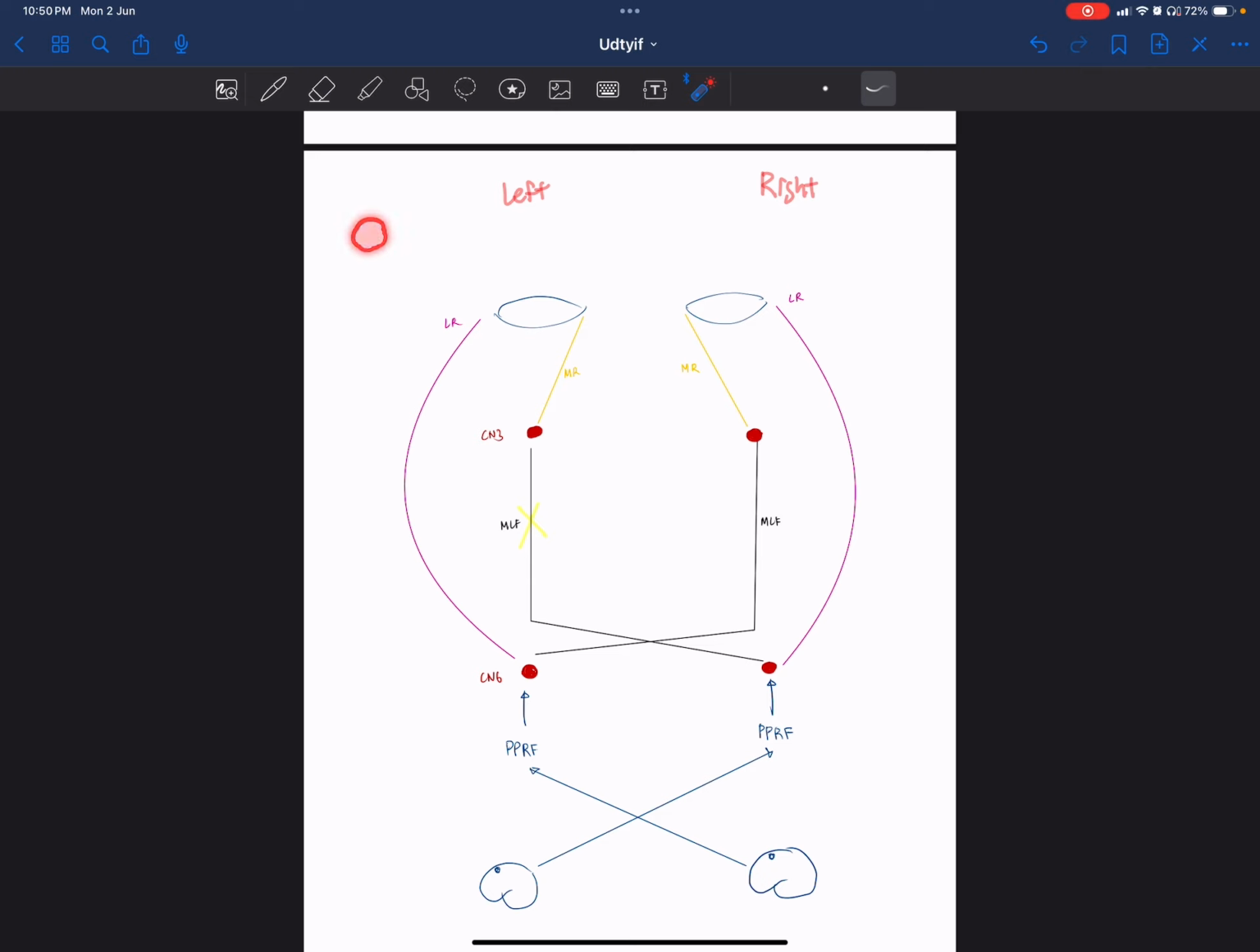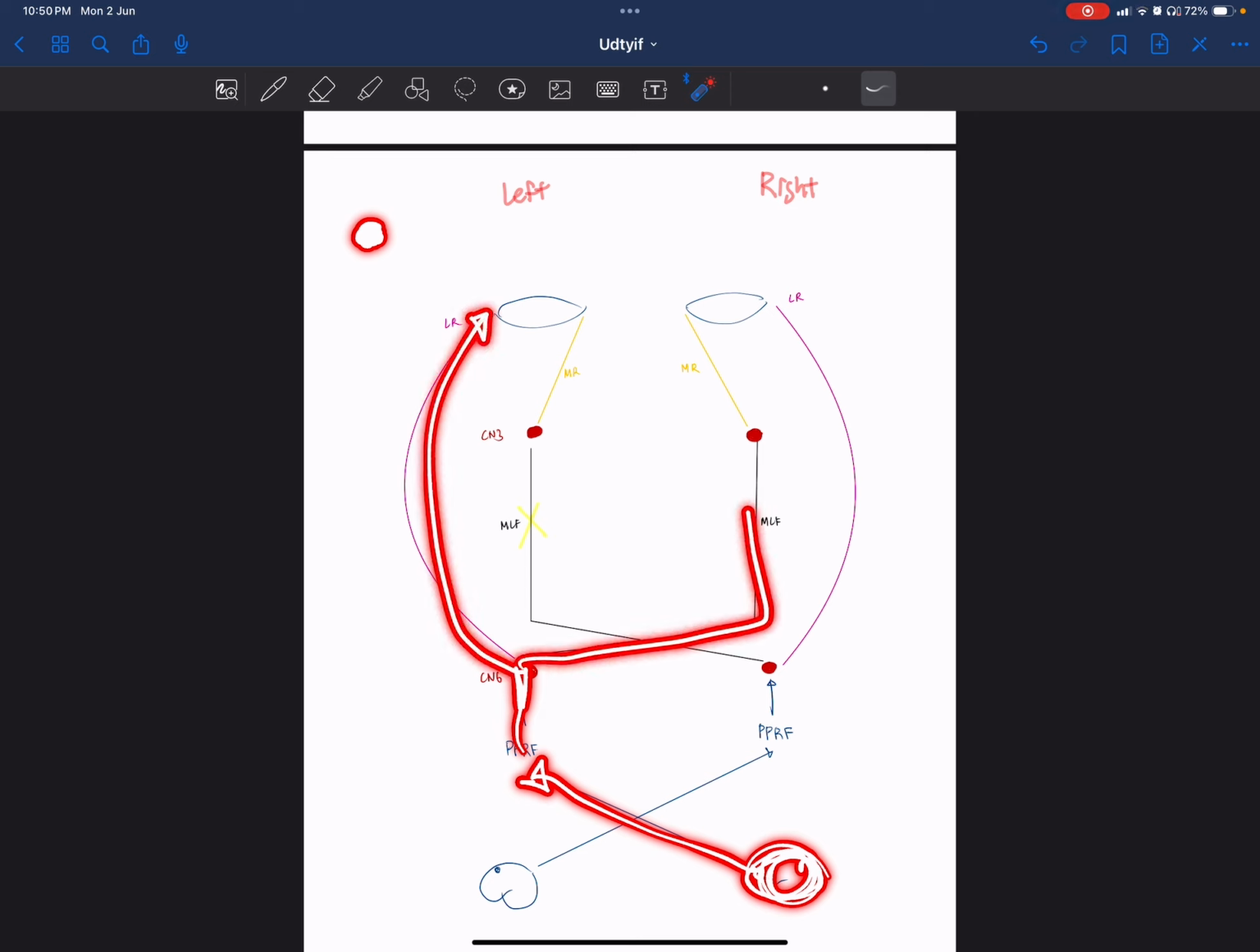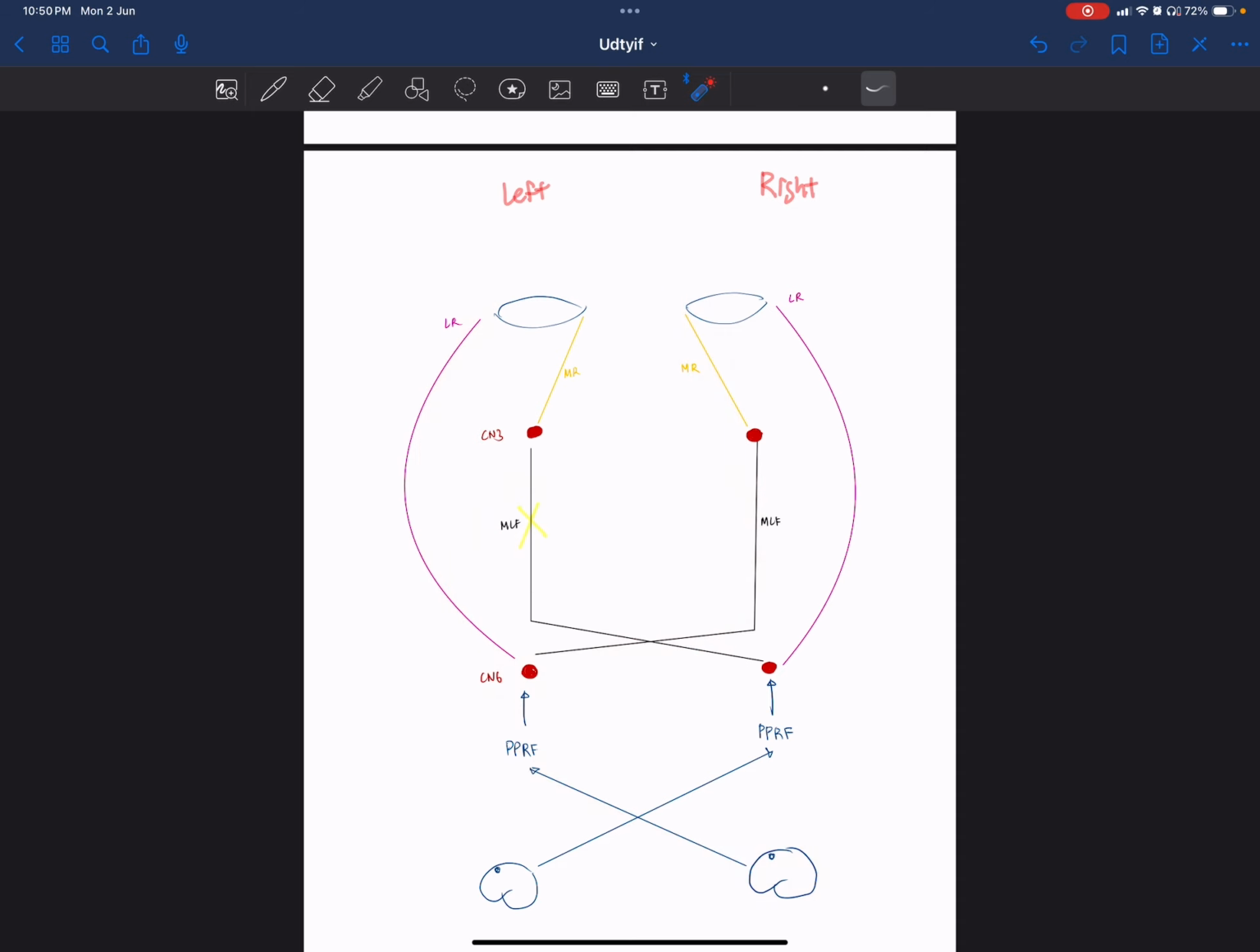So the right Broca's 8 area will tell the left PPRF, okay, you start this thing and you start this thing. Is there a problem here? Problem is here, but there was no problem here, no. So this LR6 will happen. This MR3 will happen. It will look laterally. Very good. Now, lateral to the left.